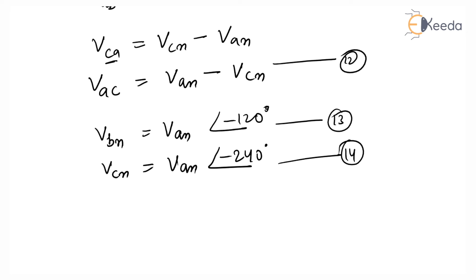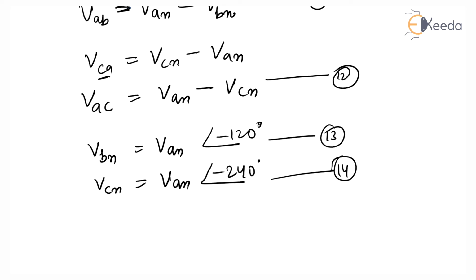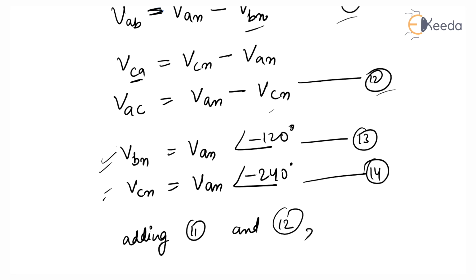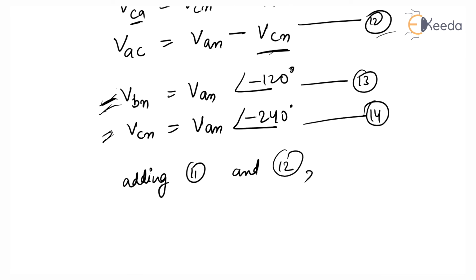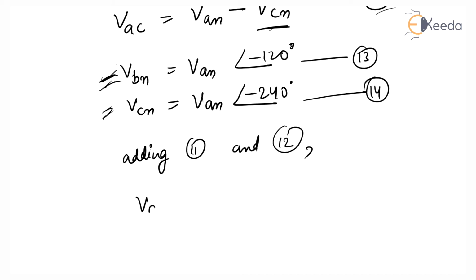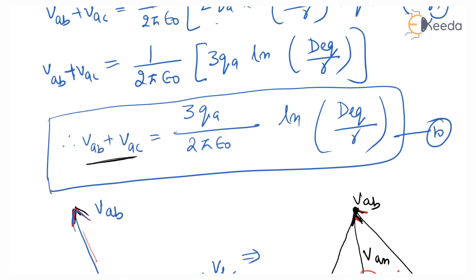Now add equations 11 and 12. First put the values of equations 13 and 14 in equations 11 and 12. We get the values for VBN and VCN. Then add equations 11 and 12. We got VAB plus VAC is equal to 3VAN. This is equation number 15. Now we have the value for VAB plus VAC, so see equation number 10 and put the value in it.